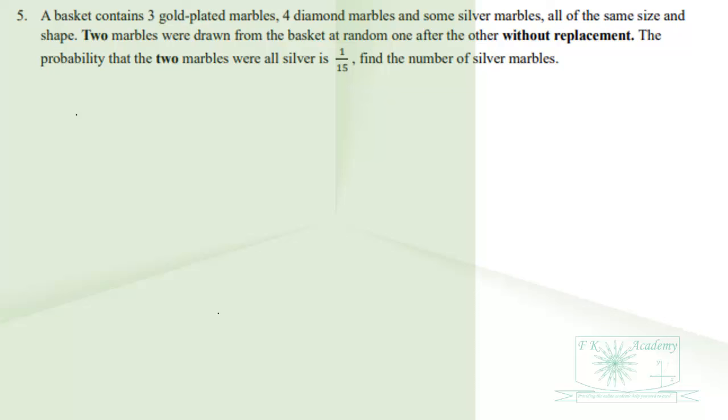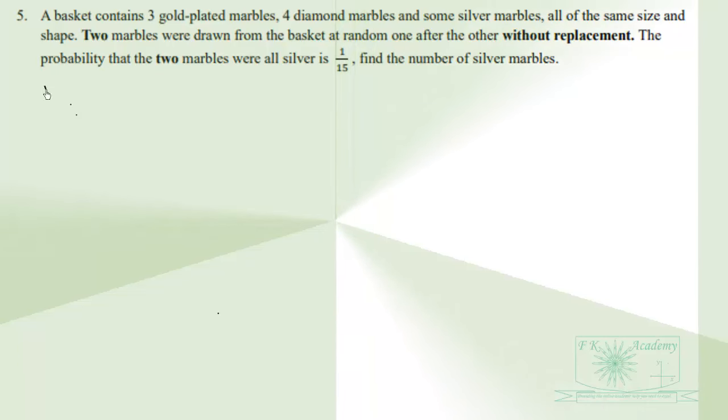A basket contains 3 gold-plated marbles, 4 diamond marbles, and some silver marbles, all of the same size and shape. 2 marbles were drawn from the basket at random, one after the other without replacement. The probability that the 2 marbles were all silver is 1/15. Find the number of silver marbles.